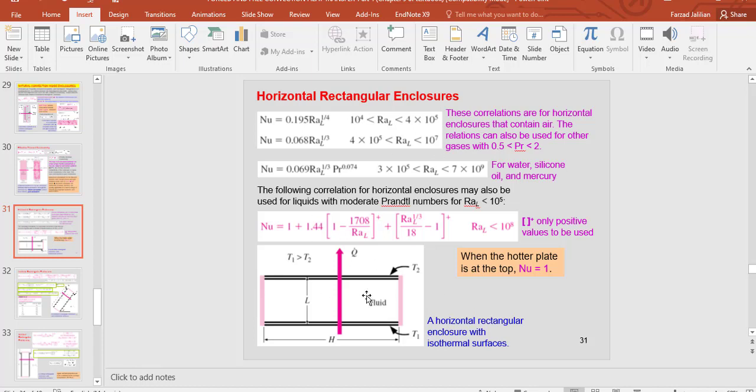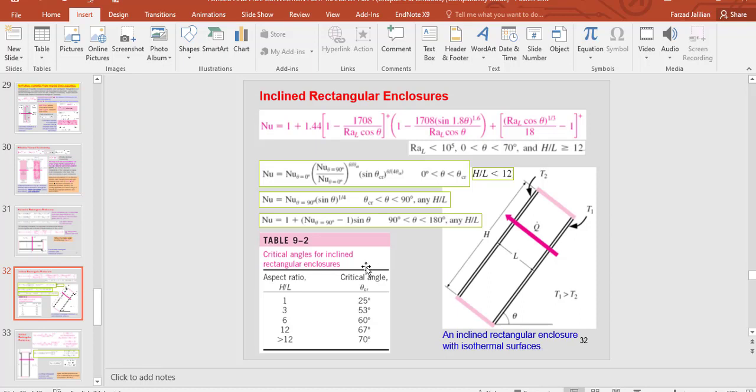So all of these conditions are important, and you should check them to use these different equations to calculate convection heat transfer for horizontal rectangular enclosures. Okay, what about the inclined rectangular enclosures? As you can see here, the geometry is similar to the horizontal, for example.